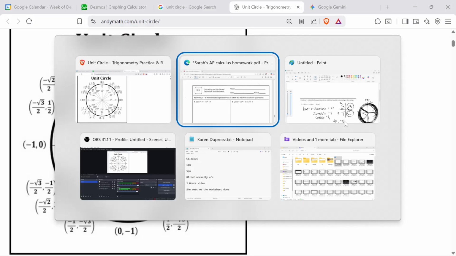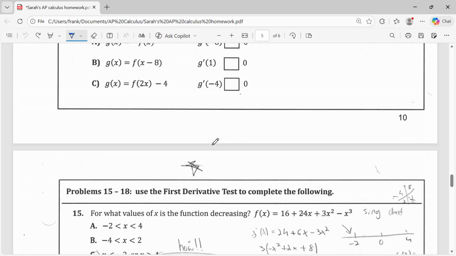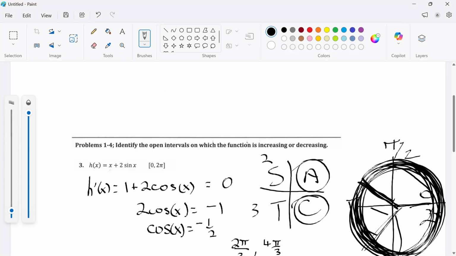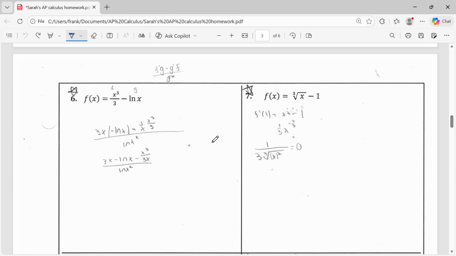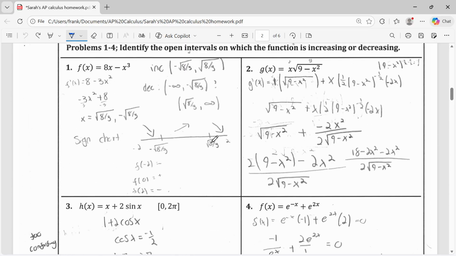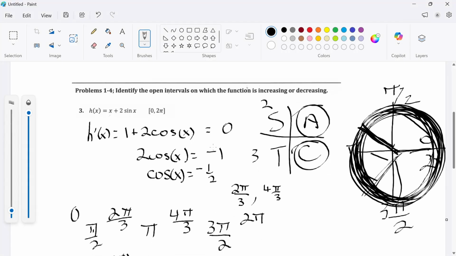And then the question says, did it say use your calculator? Oh, no, it did. Wait a minute. I'm in the wrong section here. I'm going back to here. What number is this? I just want to see what the instruction is. Yeah, it just says identify the open intervals where it's increasing or decreasing.